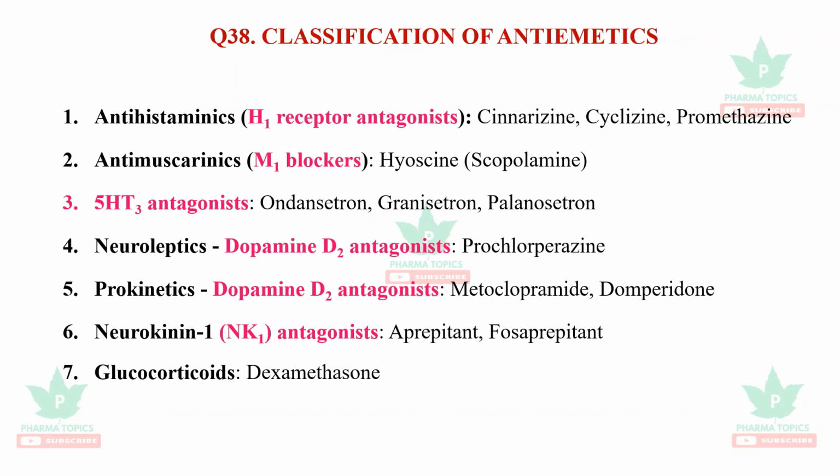Antimuscarinics such as M1 blockers, hyoscine, otherwise called scopolamine. Then 5-HT3 antagonists: ondansetron, granisetron, palonosetron. Neuroleptics, which are dopamine D2 antagonists, such as prochlorperazine. Then prokinetics, which are dopamine antagonists such as metoclopramide and domperidone. Then neurokinin antagonists such as aprepitant, fosaprepitant, and glucocorticoids such as dexamethasone.